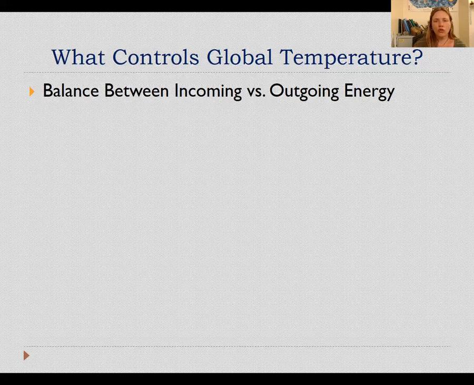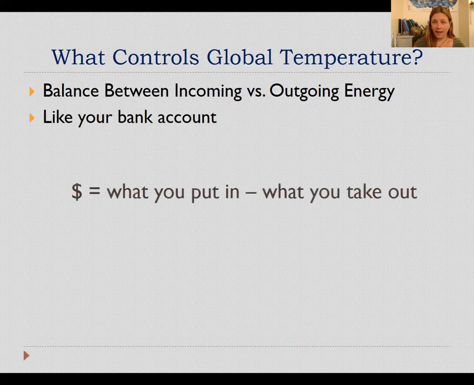So, what controls the global temperature of the planet? Well, temperature is a measure of kinetic energy. That's something that we discussed before. So, if we want to know how much energy is in the atmosphere of the planet, we have to think about how much energy is coming in. And then we also need to think about how much energy is going out. So, it's kind of like your bank account.